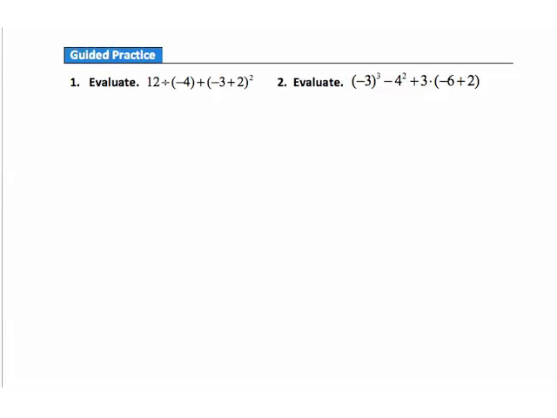Now it's time to check your understanding of performing the order of operations with signed numbers. Pause your video player and answer these two guided practice questions. When you're done, hit play to see how you did.